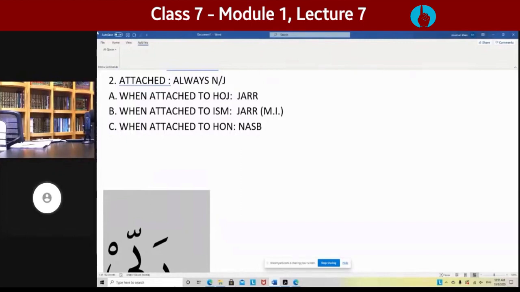Khadija, we've discussed 2 ways for a word to be nasab. One of them is if it's a detail, and the other one is if it comes after a harf of nasab.